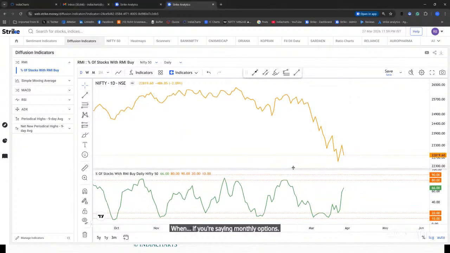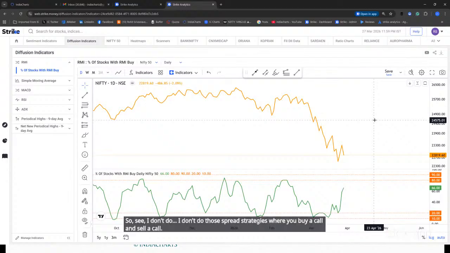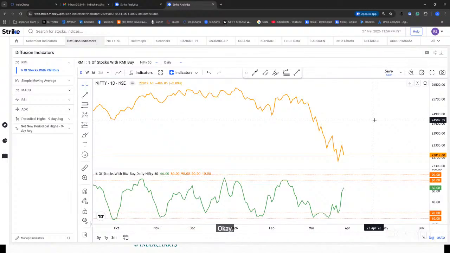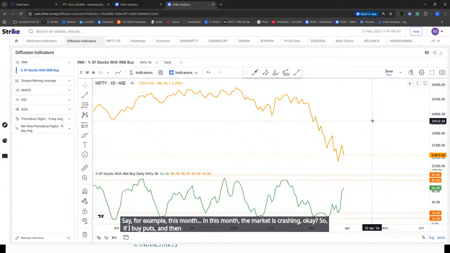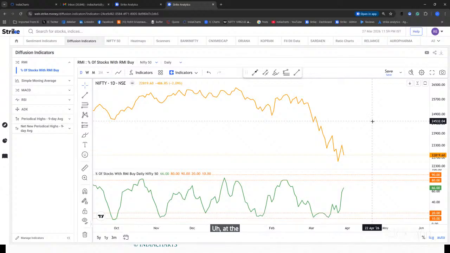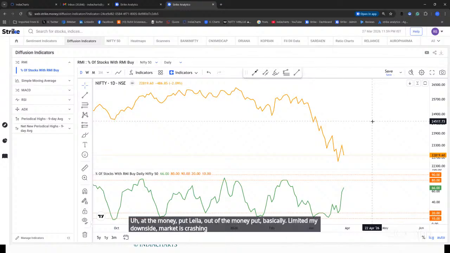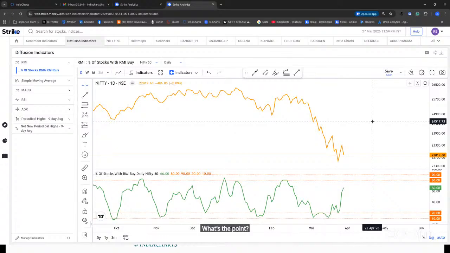So see, I don't do those spread strategies where you buy a call and sell a call. The reason I don't do that is I don't want to limit my upside. Say, for example, in this month, the market is crashing. If I buy puts and then I sell puts to reduce the cost, a lot of people do this: bought the at the money put, sold the out of the money put. I limited my downside. Market is crashing. I could have made 3,000 points. I make only 1,000 or 500. What is the point? So I don't believe in it.